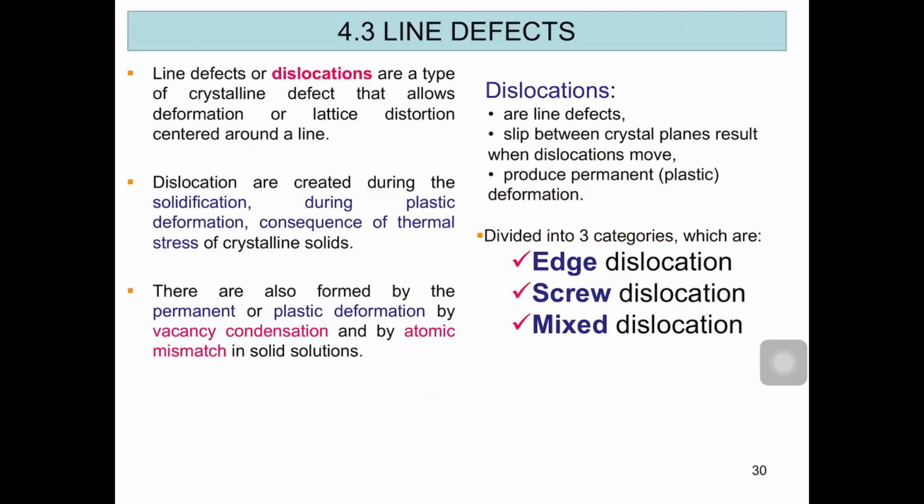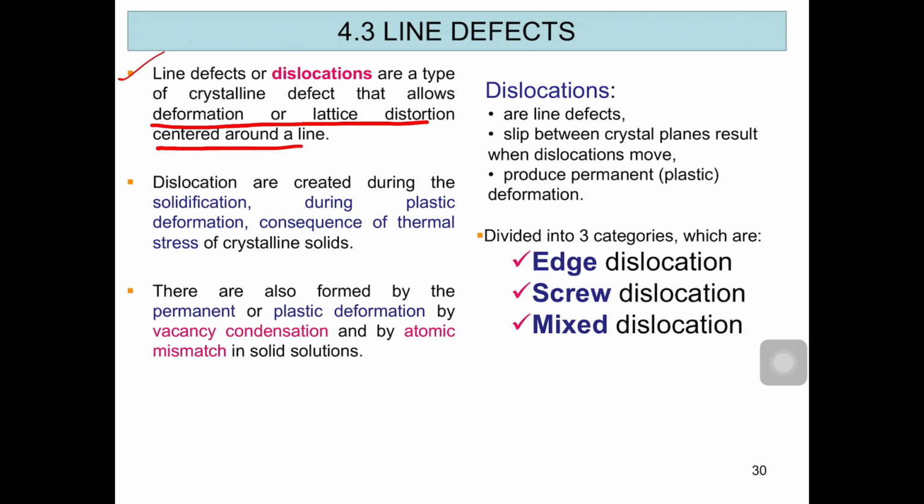Alright, we go to the next subchapter about the line defect. We already covered only point defects. So what are line defects? Line defects or dislocations are a type of crystalline defect that allows deformation or lattice distortion centered around a line. This one is a definition.